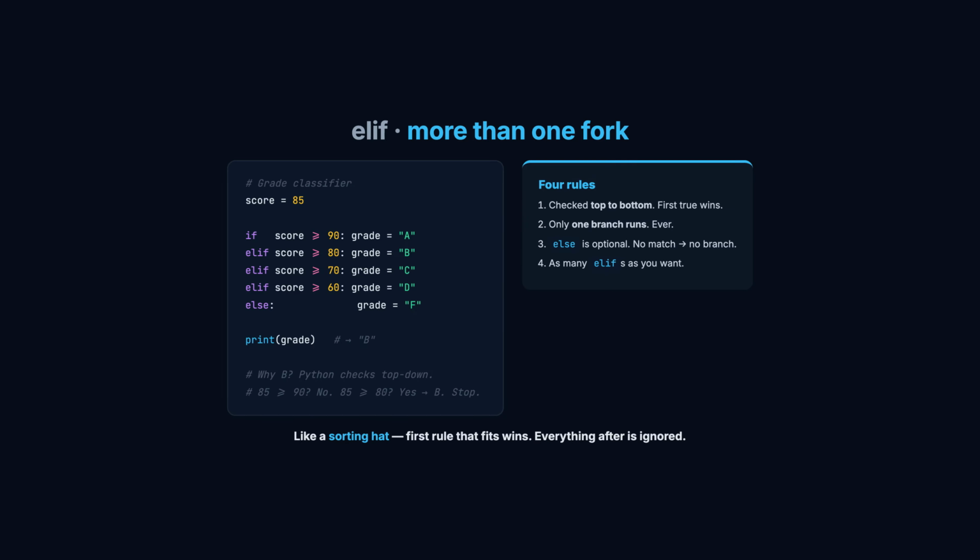Two branches is sometimes enough. Often it is not. You want to sort a score into a letter grade. You want to pick between 5 shipping options. You need more than one fork. Python's answer is elif, short for else if. It lets you chain conditions together.